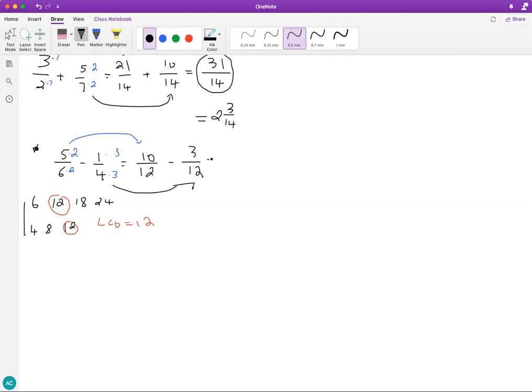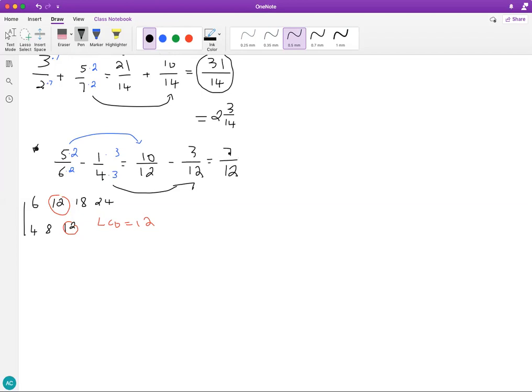And now we can go ahead and subtract these two. The denominator stays the same, the common denominator. Subtract the top: 10 take away 3 is 7. Can we reduce this fraction? Can we simplify it? No, nothing goes into 7 or 12 at the same time other than 1.